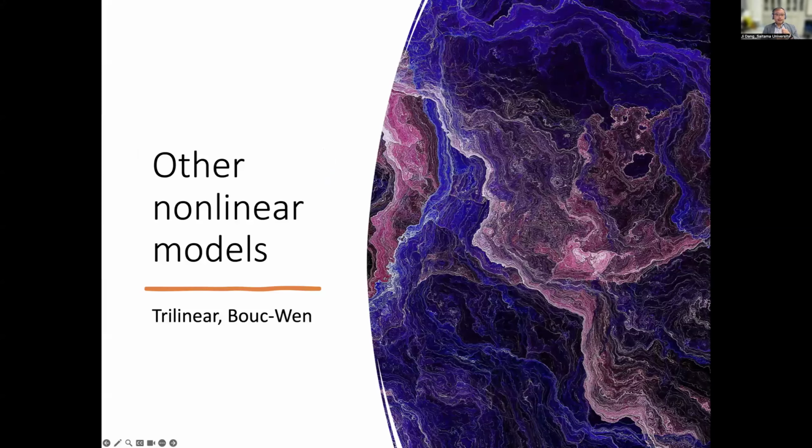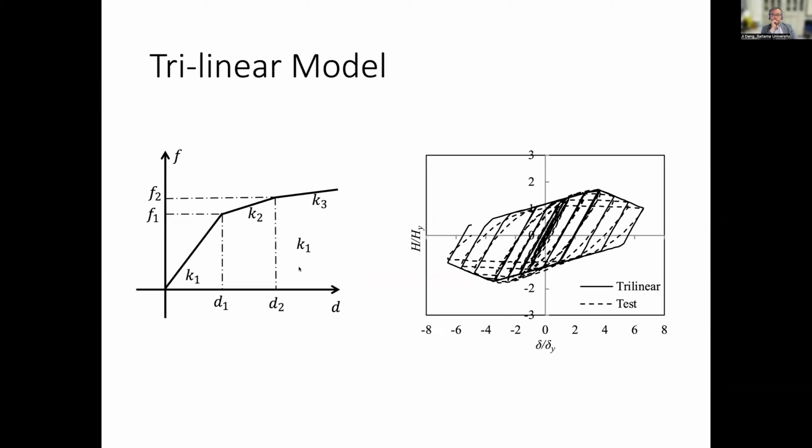Okay, I would also like to spend a little bit of time on other nonlinear models that are quite useful for you, I hope. For example, firstly, the trilinear model. The bilinear model is very simple, but it has only two gradients. For actual force, we can see that it's more complicated. They have yielding and something, right?